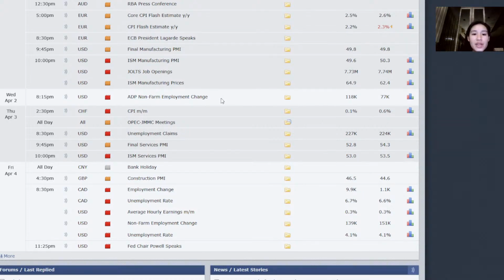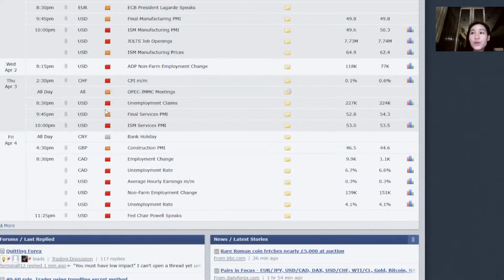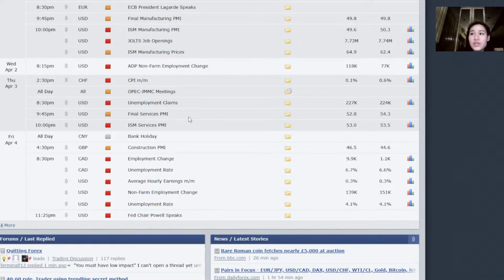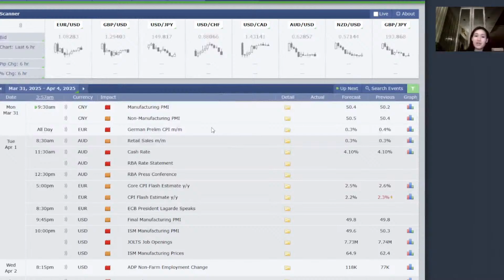On Thursday, we have Swiss CPI data and also OPEC meetings. We also have US unemployment claims, final services PMI, and ISM services PMI. On Friday, we have China's bank holiday, UK construction PMI, Canadian employment change, unemployment rate, and US average hourly earnings, non-farm employment change, US unemployment rate, and Fed Chair Powell speaking. Okay, so those are all of the events for this upcoming week.